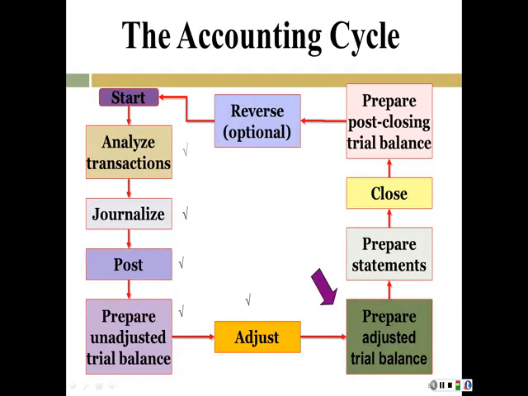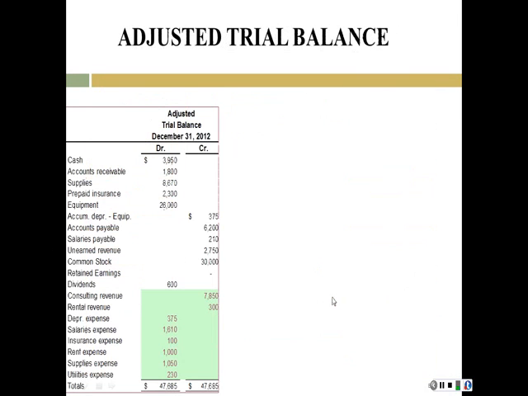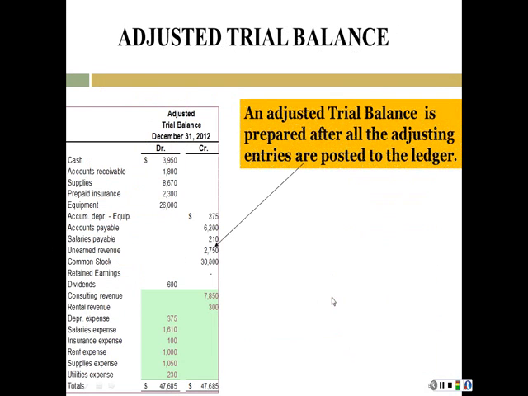Now that we've learned how to prepare adjusting journal entries and we have finished the adjustment step in the accounting cycle, the next step for us is to prepare the adjusted trial balance. So let's take a look at the adjusted trial balance. The adjusted trial balance is prepared after all adjusting journal entries have been posted to the ledger and all the accounts now are at their correct balances.